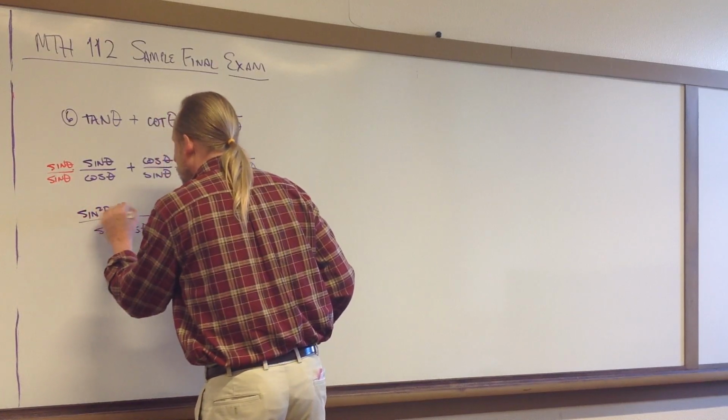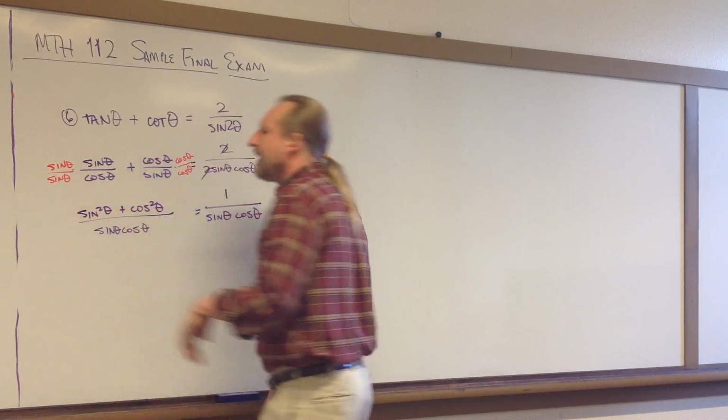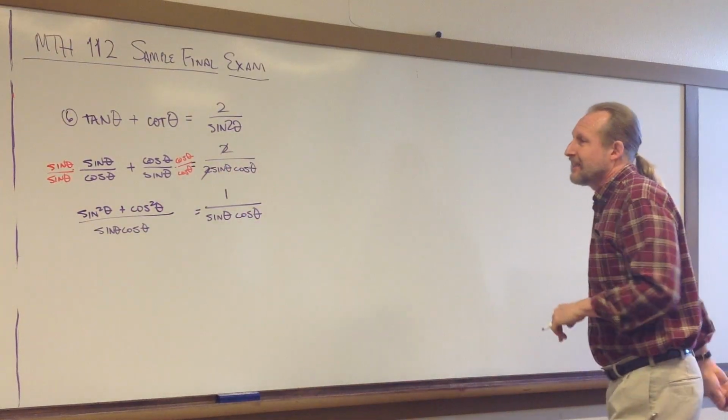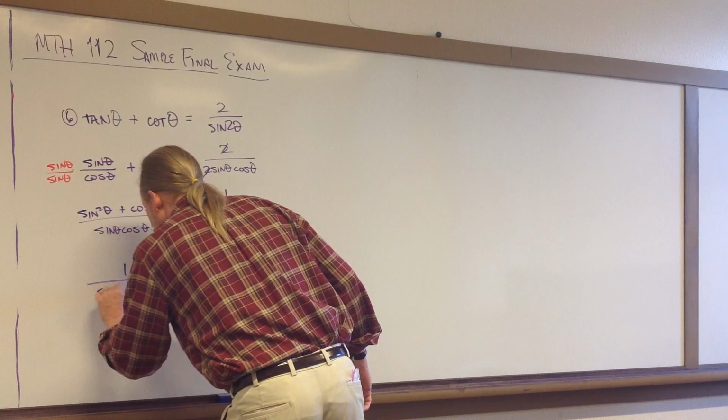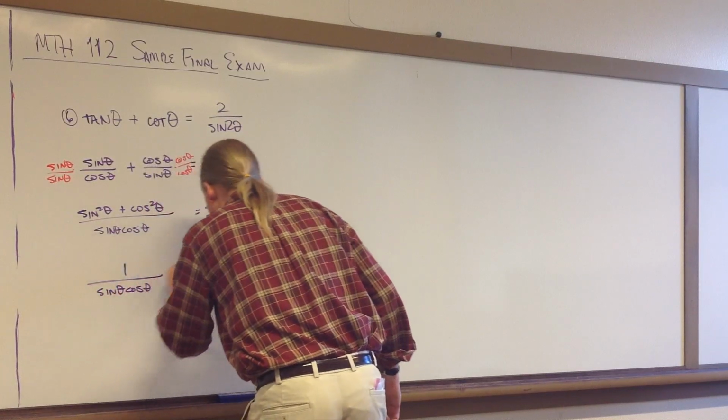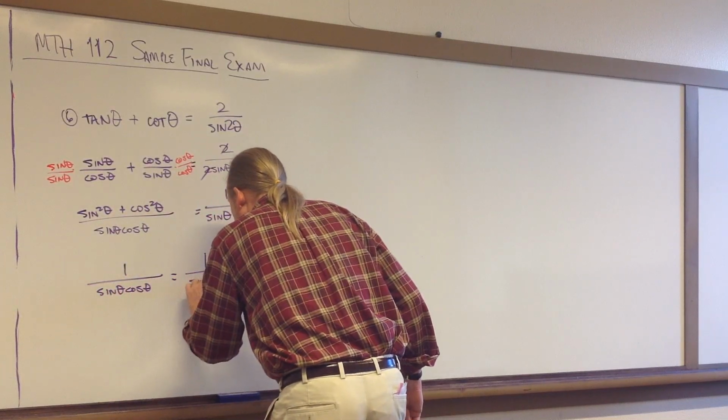Sine squared theta plus cosine squared theta. Now we need the Pythagorean identities. And we say this is 1 over sine theta cosine theta. And I do need to see that last step.